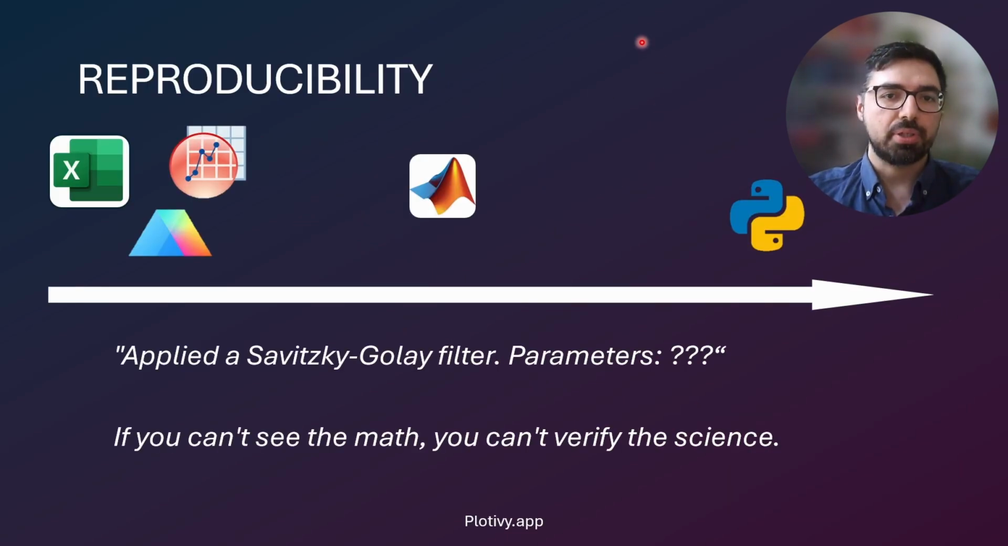When you read that a paper says, for example, that a Savitzky-Golay filter was applied for smoothing, you don't know what the parameters were most of the time. You don't know the window length, the polynomial order, you don't know if the parameters were used consistently across different samples. And the problem here is that if you cannot see the math, you can't verify the science.